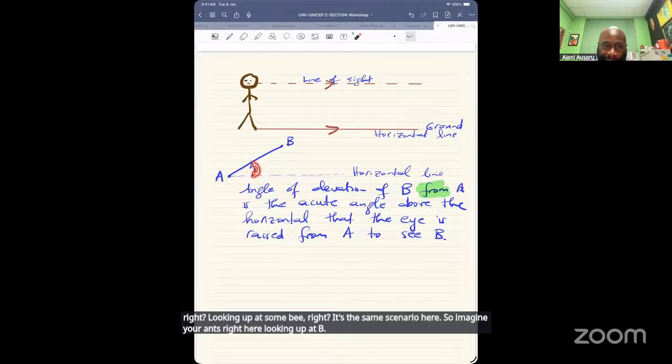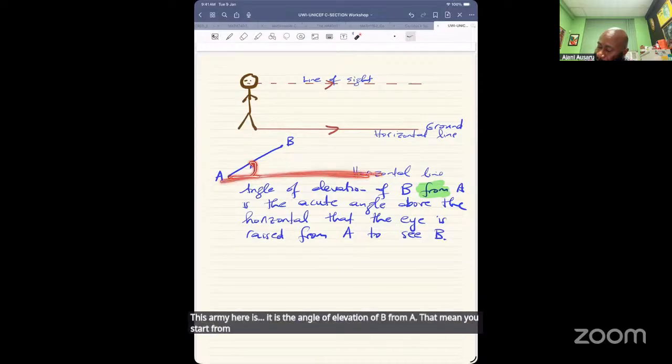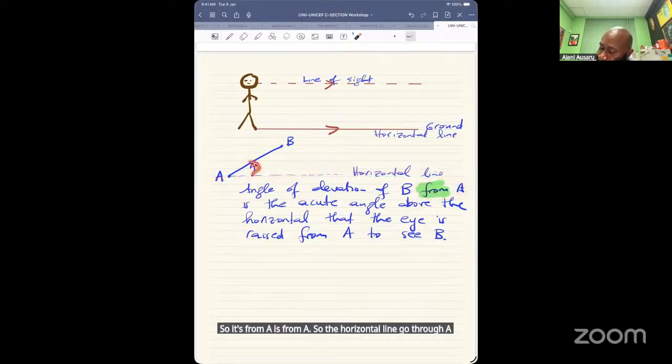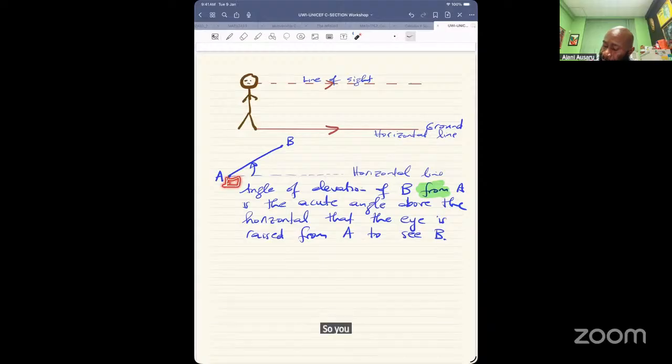Then this angle here is your angle of elevation. This angle here is the angle of elevation of B from A. That means you start from the horizontal line through A. Everybody with me? So it's from A, so the horizontal line goes through A, and you measure from there up to the line that connects A to B. That's your line of sight. So now it is angled, and so this angle here is what we call your angle of elevation. You're right here, so you're looking up. That's why it's called an angle of elevation. Is that okay?